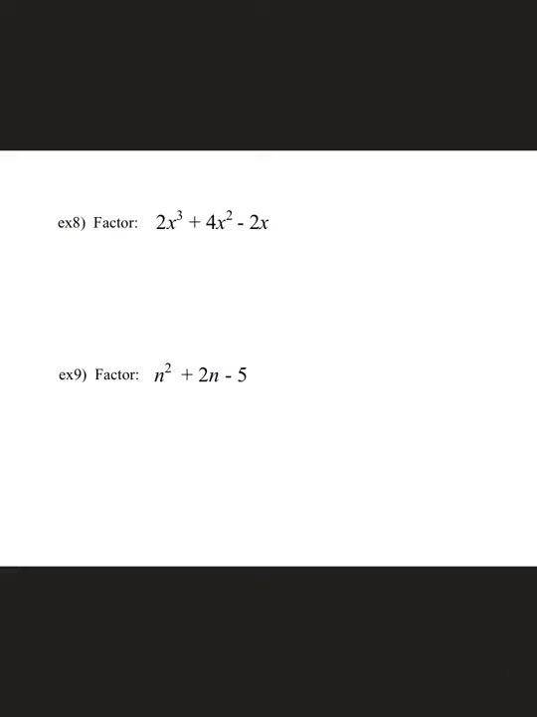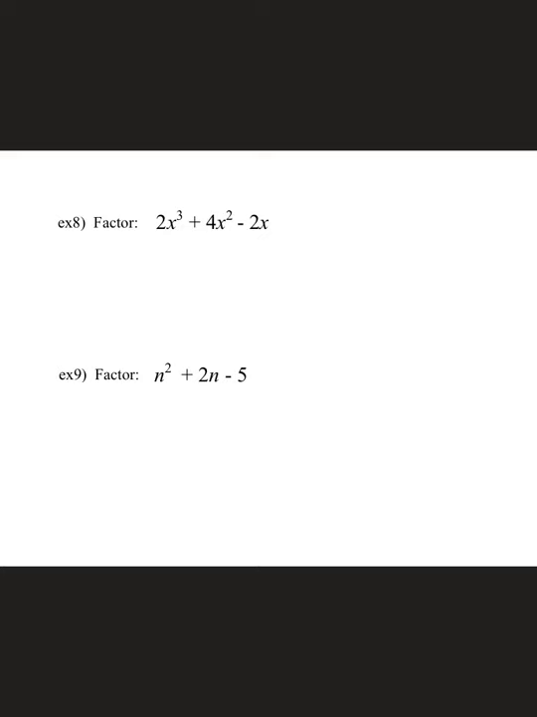Even though our last example had multiple variables, we're primarily going to stick with one variable. So let's look at example 8 here. We have 2x cubed plus 4x squared minus 2x. Go ahead right now and pause and see if you can figure out first, what is my GCF for each of these things? So what's the GCF between all 3 of those? And let's see if we can factor that out.